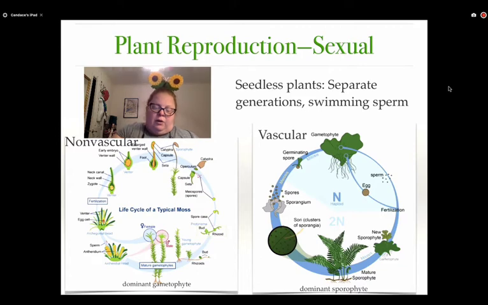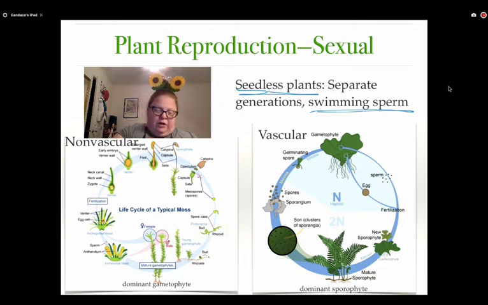All right. So here's kind of the summary of what happens with seedless plants. They have distinctly separate generations, and both of these types, the vascular and non-vascular seedless plants, have swimming sperm, which is something that we don't typically think of in terms of plants.